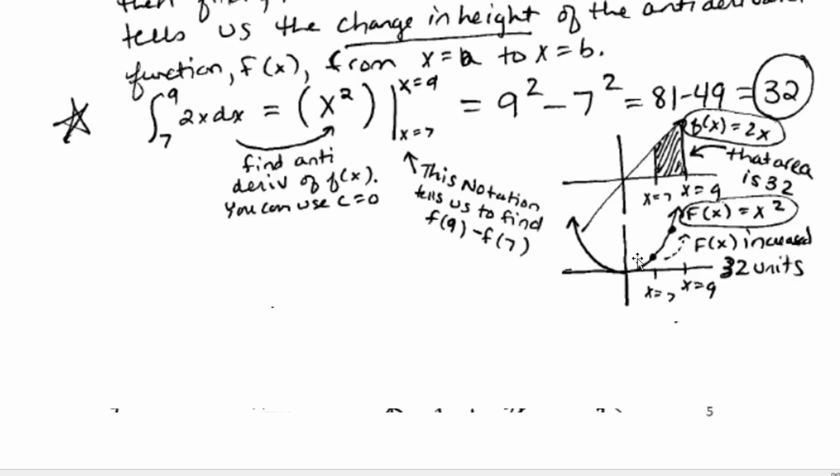Another way to think about it geometrically is to think about the graph of the antiderivative function. If you think about the graph of capital F of x equals x squared, it's a parabola. We're considering it from x equals 7 to x equals 9, and it turns out on that span, the function y equals x squared increases 32 units.